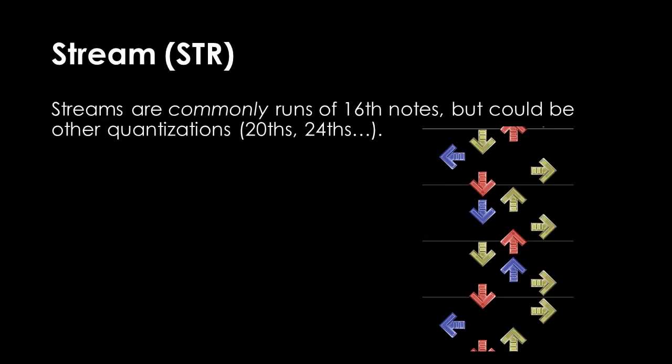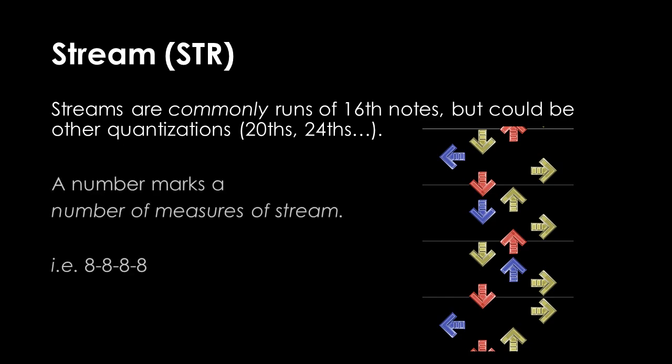A stream describes when there is a continuous run of notes, commonly 16th notes, but could also be any other quantization, such as 24ths. If you see a number, the number designates the number of continuous measures of 16th notes. So looking at this example breakdown, each number 8 represents 8 measures of stream. An at sign can be provided after stream notation to tell you at what BPM the stream is being played.